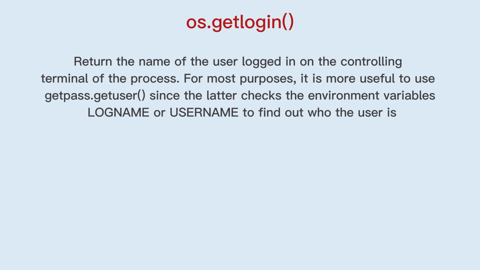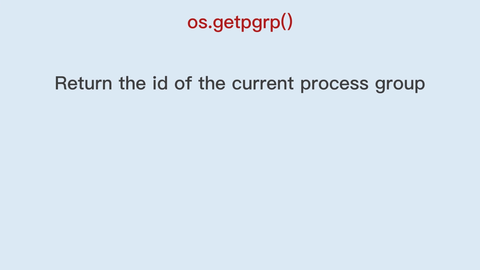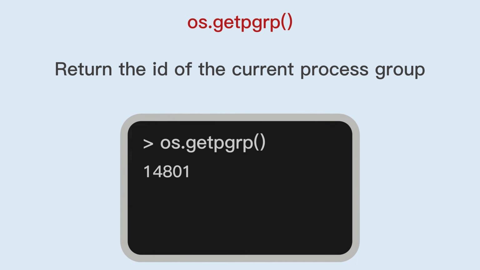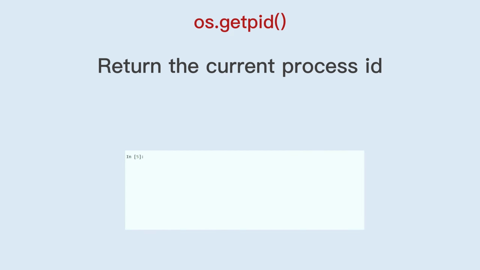os.getlogin: return the name of the user logged in on the controlling terminal of the process. For most purposes, it is more useful to use getpass.getuser(), since the latter checks the environment variables LOGNAME or USERNAME to find out who the user is. os.getpgrp: return the id of the current process group. os.getpid: return the current process id.